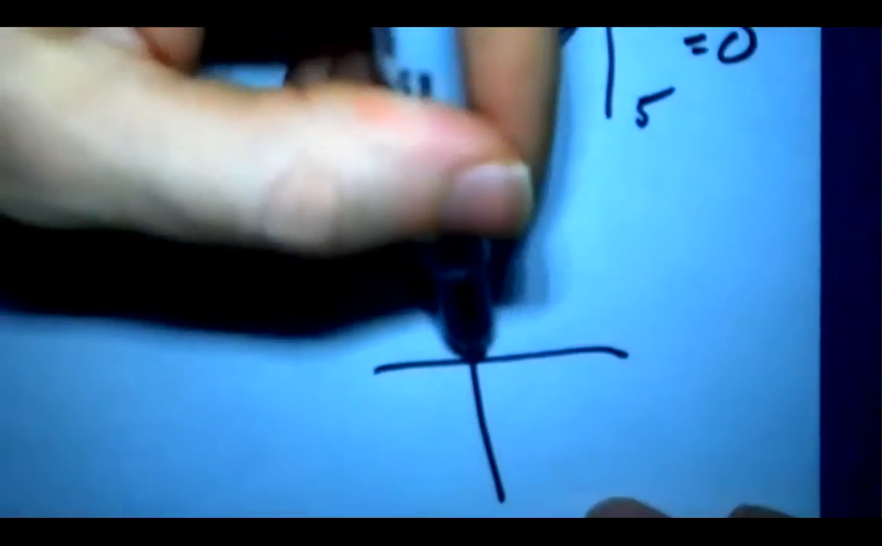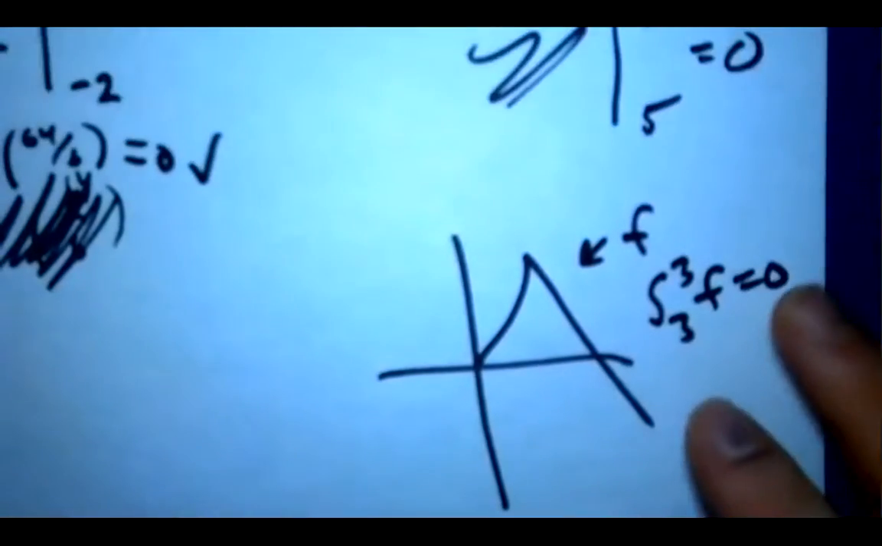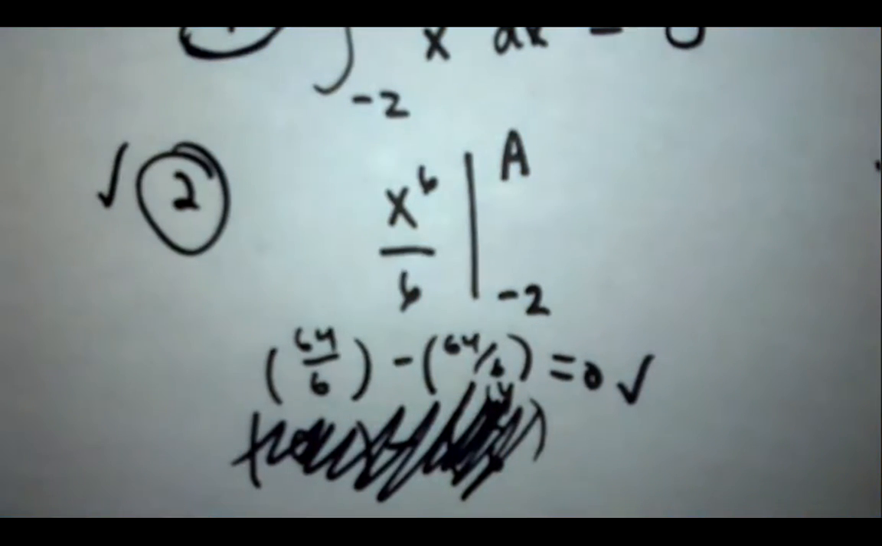Why? An integral is the area under the curve. Here's my graph. If I tell you to find the area, this is the graph of f. If I tell you to find the area from 3 to 3, am I finding any area? Not going anywhere, right? So I didn't find anything. So the answer is 0. So in terms of integration, if your bounds are the same, 100% every time, the answer is 0.